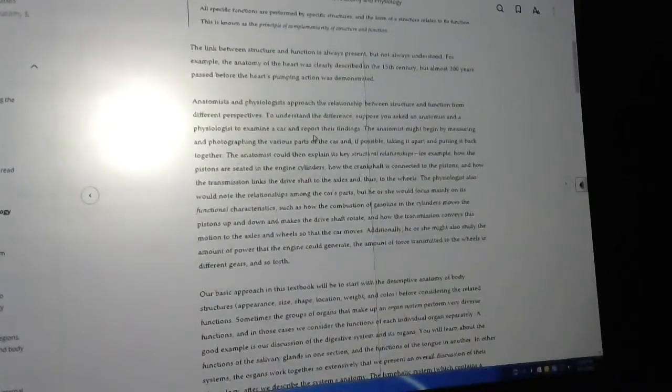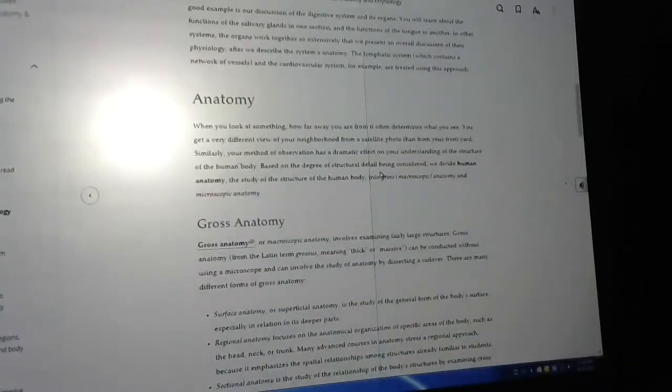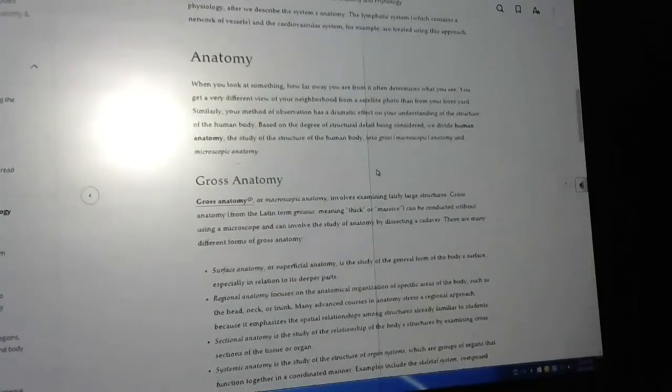I'm going to skip over the history. You guys need to read this stuff, but 15th century, blah blah blah, almost 200 years passed. This is kind of just filling in the fluff of the textbook. I want to get through the basics. So anatomy: when you look at something, how far away you are from it often determines what you see. Of course, we have different types of anatomy. So we divide human anatomy into gross and microscopic.